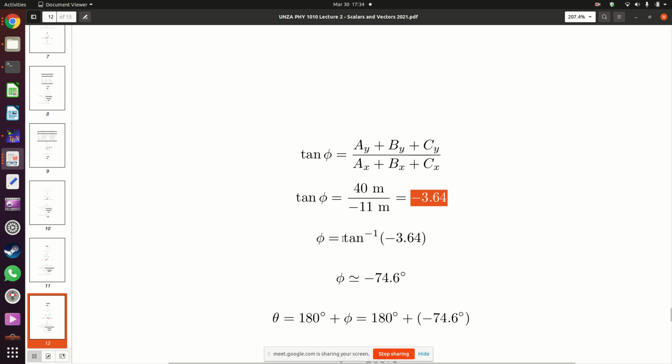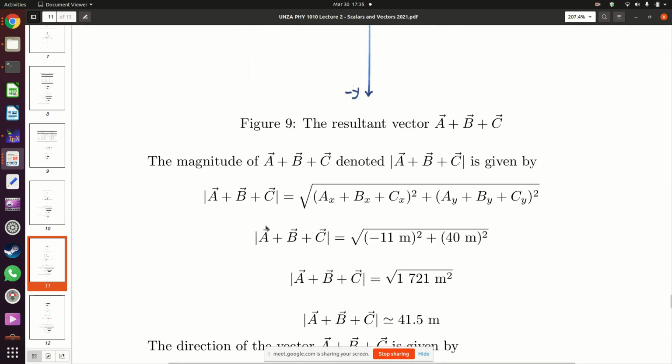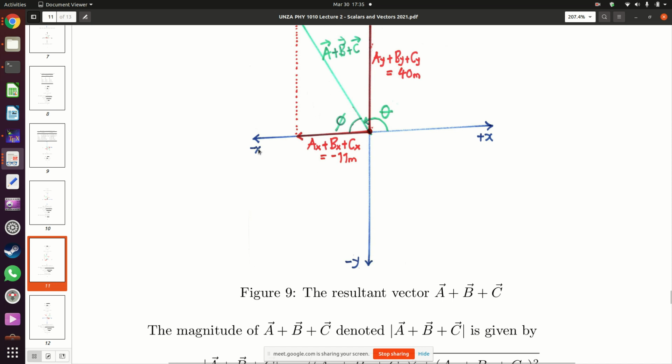Then phi is going to be equal to the arctangent of minus 3.64, and that gives us phi equals minus 74.6. You can see the minus there. The minus is telling you that the angle is being measured in a clockwise direction. Clockwise from where? Clockwise from the negative x-axis here. Phi is being measured clockwise from the negative x-axis. So if you go in the clockwise direction, then the angle is negative.